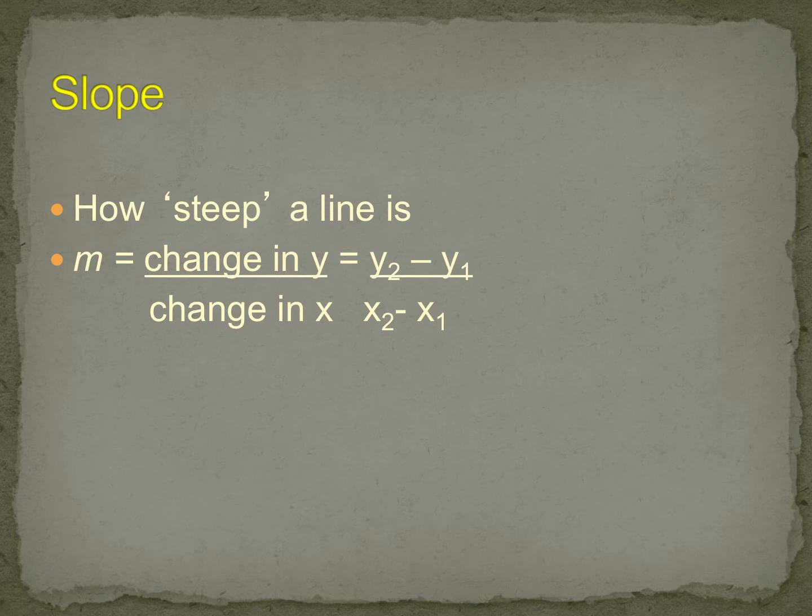So we start with the slope of a line. The slope is how steep a line is. Okay, it's the change in y over the change in x. The variable for slope is m. And if you're given 2 coordinate points, then you would find your slope by doing y2 minus y1 over x2 minus x1. This is also known as rise over run.